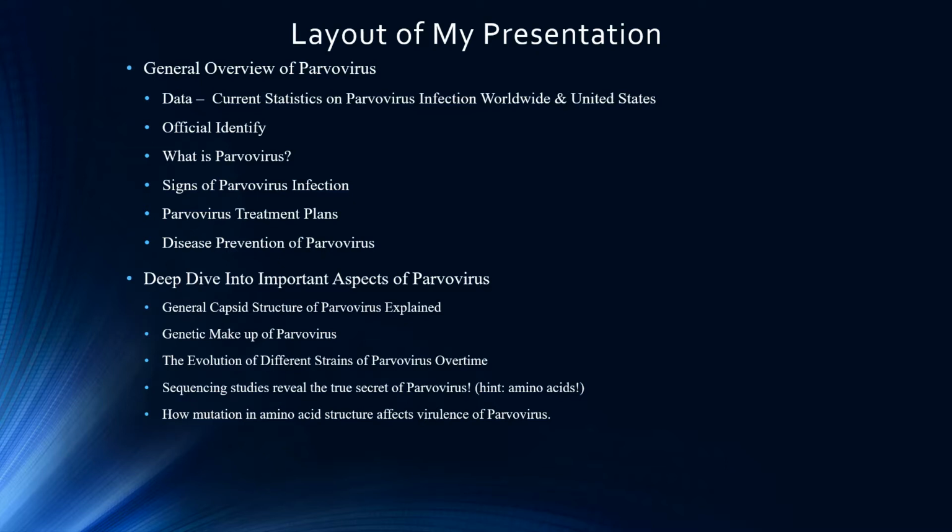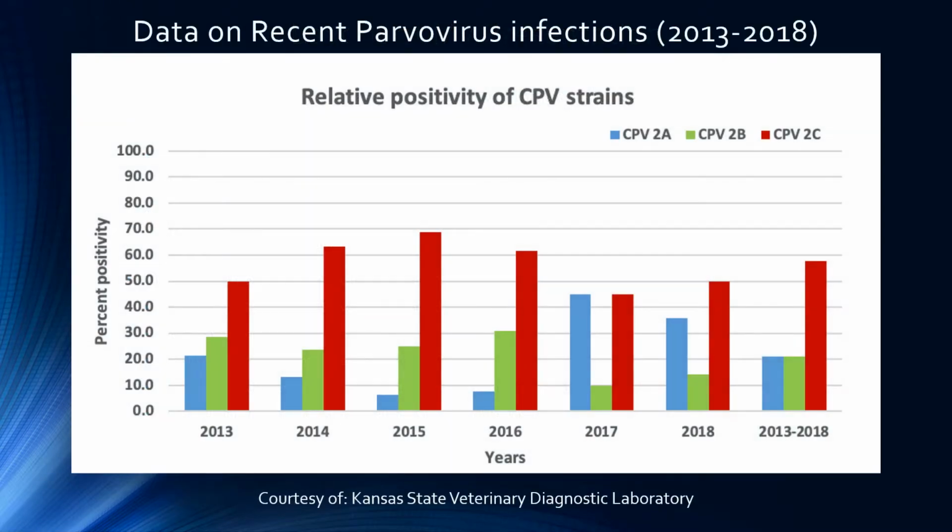We're then going to go ahead and dive deep, kind of going over and focusing on its structure, the genetic makeup, and then really looking at the evolution of the different strains and what mutations have caused it to be very virulent in our modern day canine population. So here's some quick data on parvovirus from 2013 to 2018.